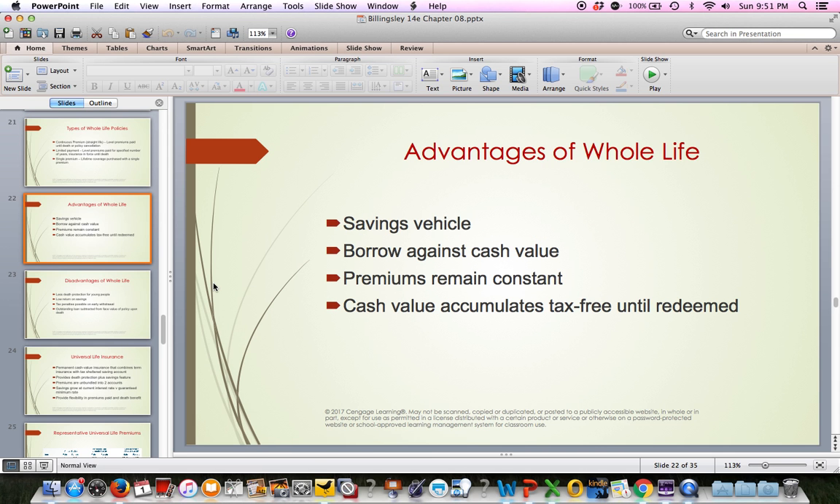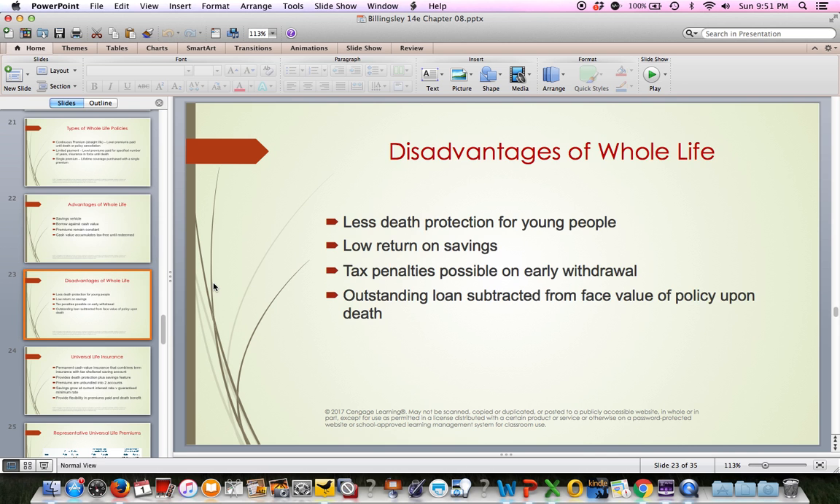Advantages: the savings component. You can borrow against that cash value. The premiums remain constant, and the cash value accumulates tax-free until redeemed. Disadvantages to whole life: you can see here less death protection for young people, low return on your savings, potential tax penalties for early withdrawal, and outstanding loans subtracted from the face value upon death. So you might not be getting that much benefit from the company the older you are with one of these.